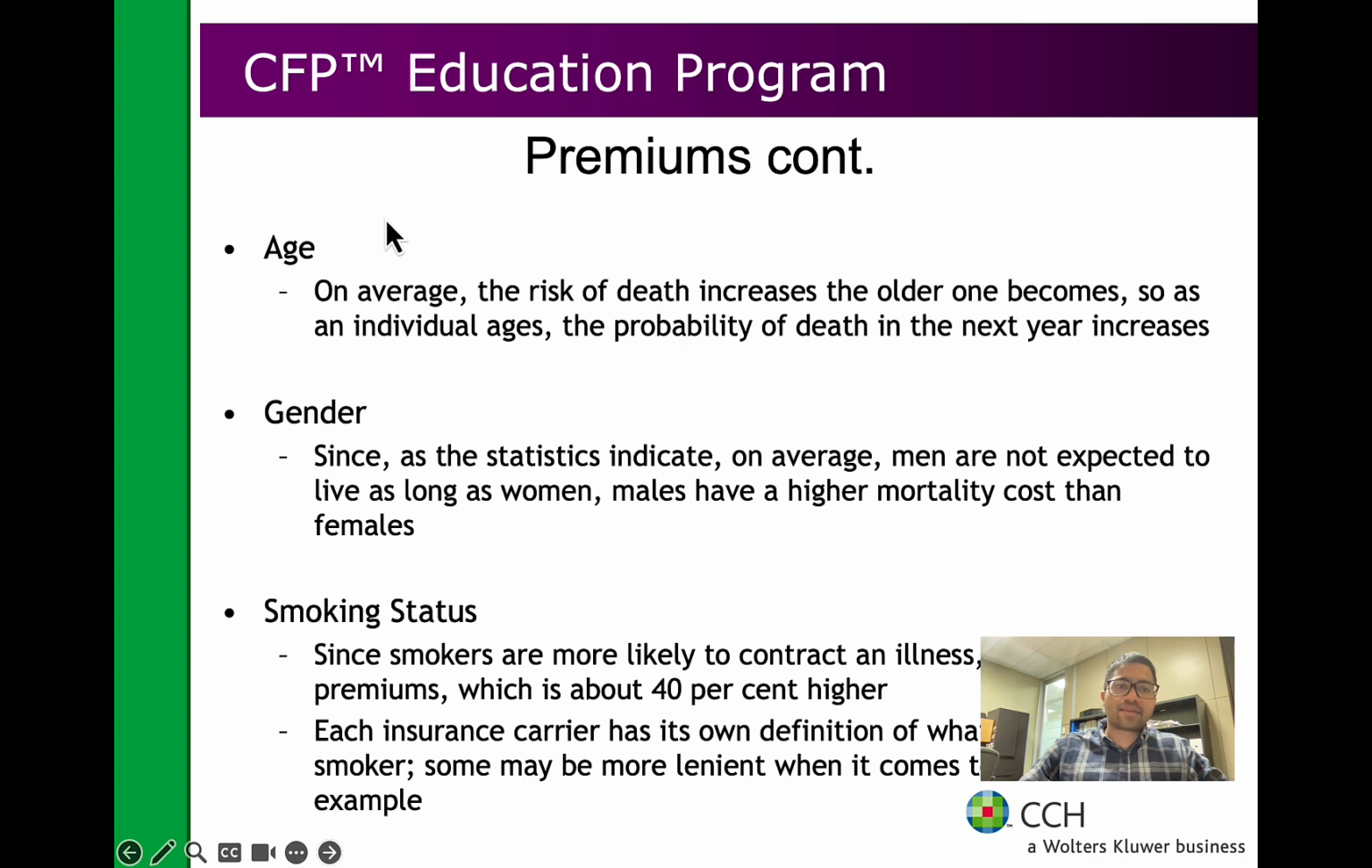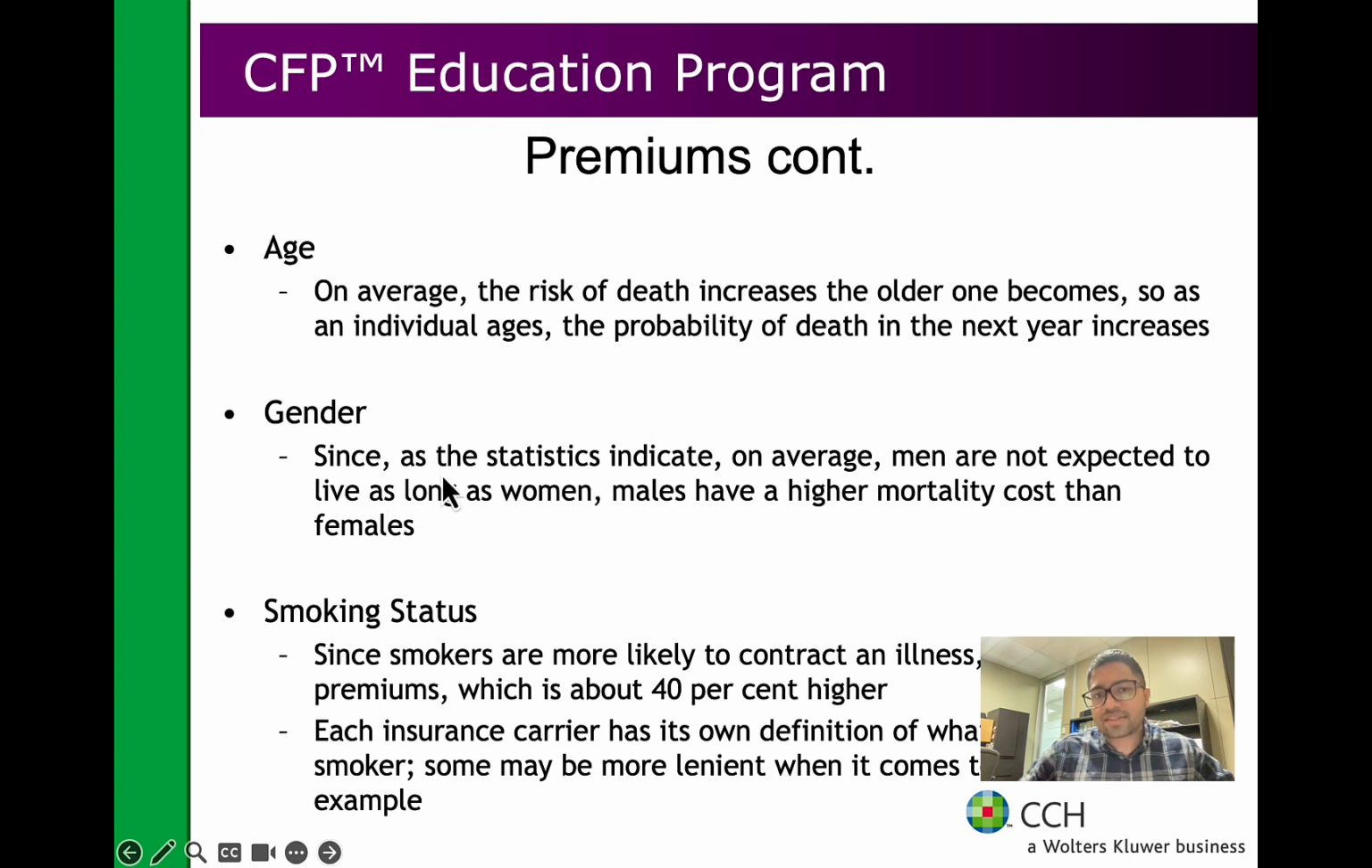So premiums again depend on age. On average, the risk of death increases the older one becomes. So as an individual ages, the probability of death in the next year increases. So as you age, your insurance premium will go up.